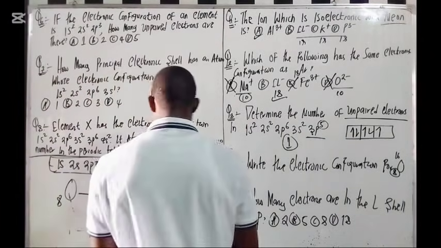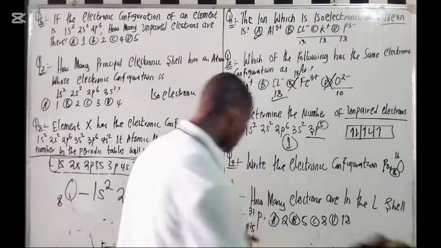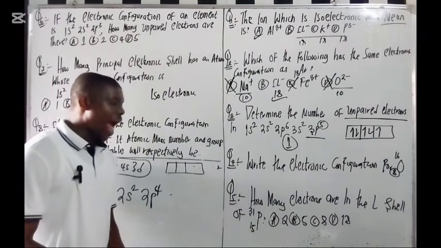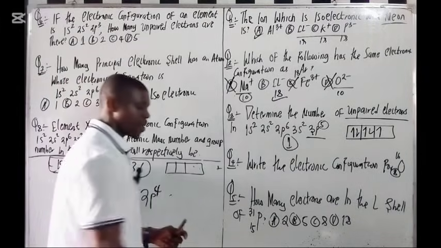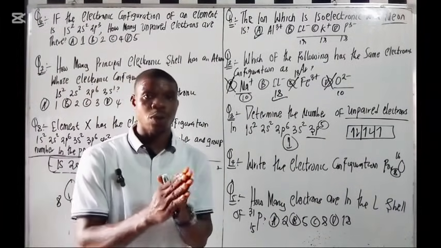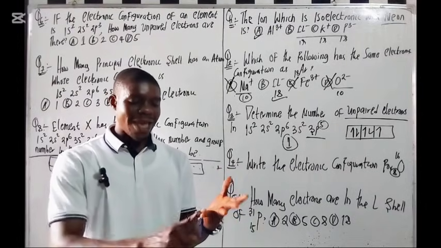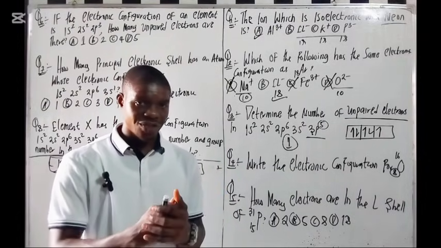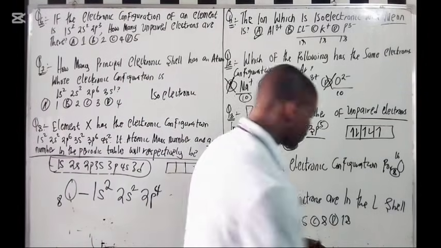So let's look at question number 5. How many electrons are in the L shell? Now let me explain to you here. When it comes to quantum numbers, we have the principal quantum number, which gives the shells: the first shell, second shell, third shell, fifth shell, sixth shell, seventh shell, right? And so on and so forth.